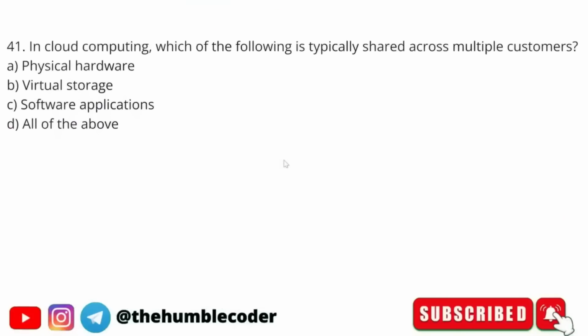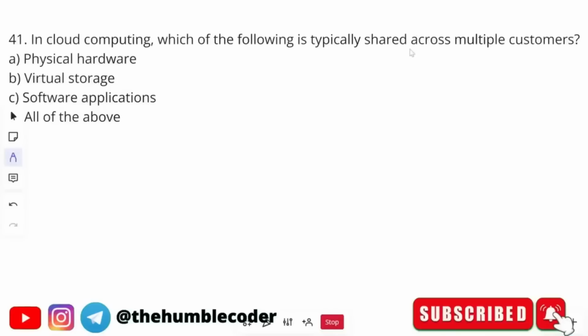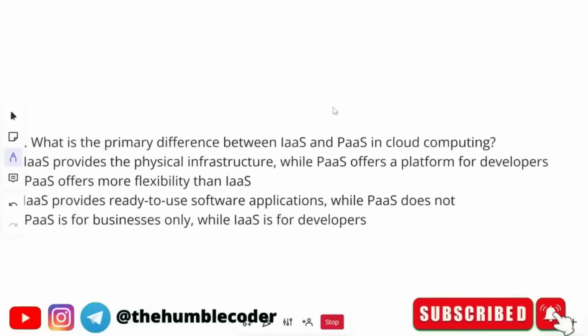In cloud computing, which of the following is typically shared across multiple customers? Okay, let's see the options that we have. Physical hardware, virtual storage, software applications, or all of the above. See, obviously, in cloud computing, what is happening is multiple customers share all the things. Okay, like they share hardware also, they share virtual storage also, software applications. That is why we are going to select option D as the correct answer. Moving on to the next question now.